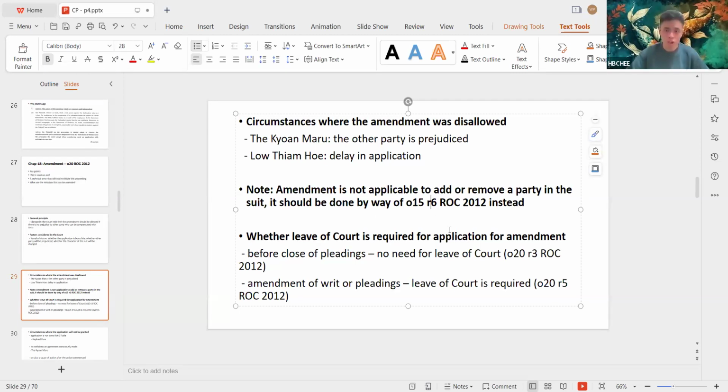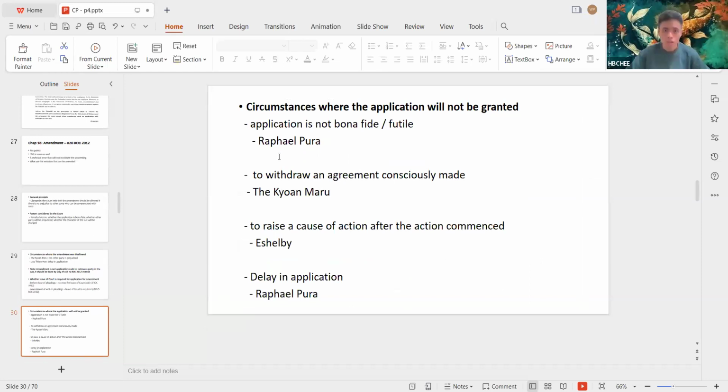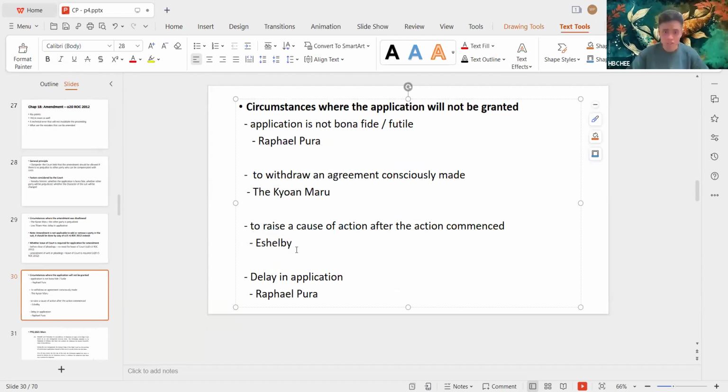Whether leave of court is required for an application for amendment: if before the close of pleadings, no need for leave of court. This is given in Order 20 Rule 3. For amendment of the writ or pleading after that, leave of court is required. Basically, this will be very often seen in questions. So, circumstances where the application will not be granted: the application is not bona fide, to withdraw an agreement consciously made, to raise a cause of action after the action commenced. These are the cases I just simplified into point form. Also delay in application.